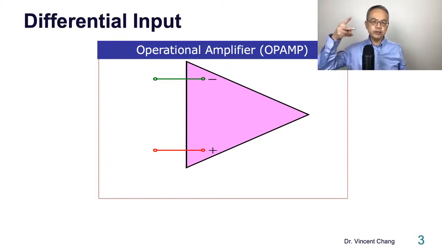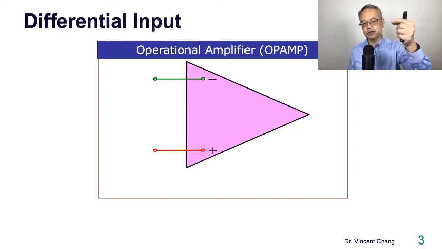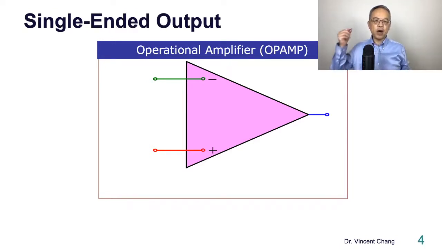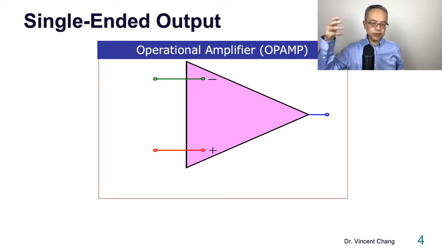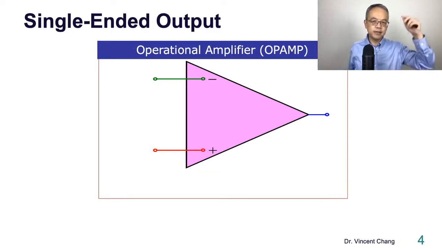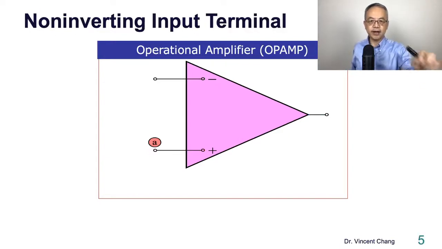It has two input terminals called differential input, a positive sign on the bottom, and the terminal with the negative sign on the top. And the one output terminal. So it's the differential in and then single-ended out. Let me explain what I mean by the differential in.